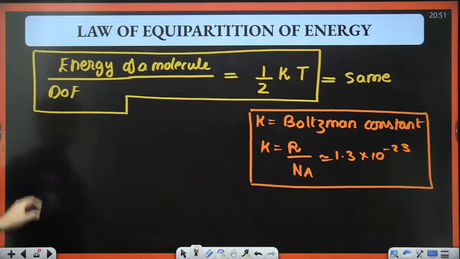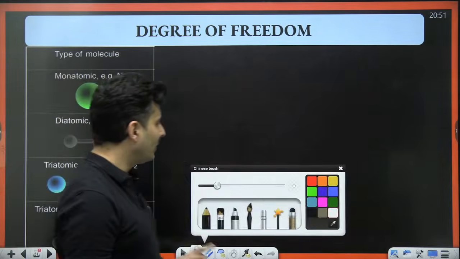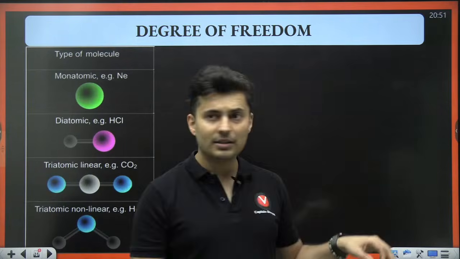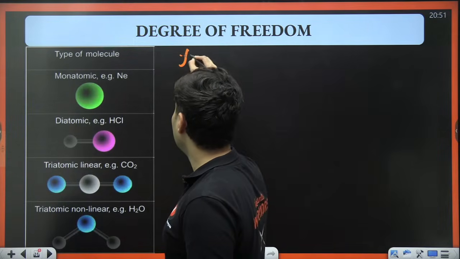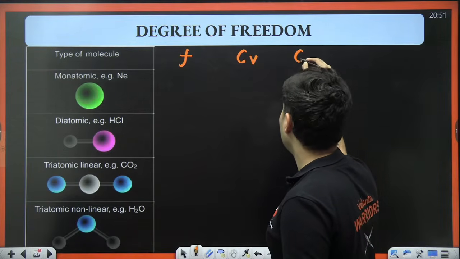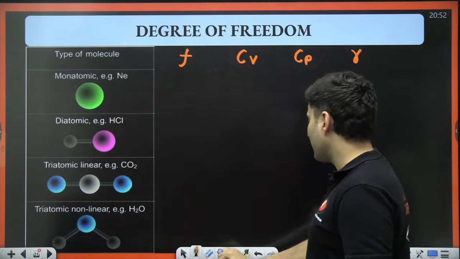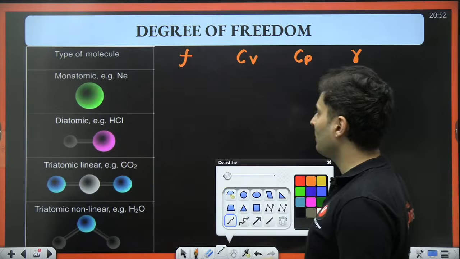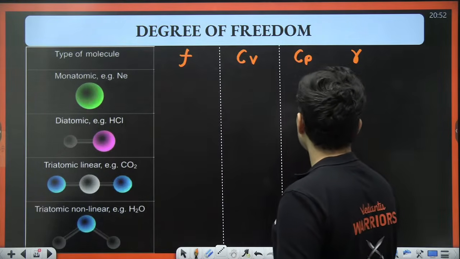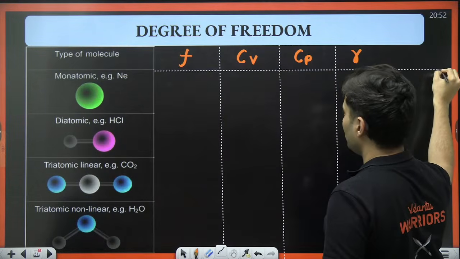Where do I use it? Right over here. For a monoatomic gas, come on my dear students, what is the degree of freedom? What do you think will be the value of Cv? What do you think will be the value of Cp? What do you think will be the value of gamma? Let's fill this table up. Let's see what values you are going to put over here, because that's the only way you are going to remember these formulas.